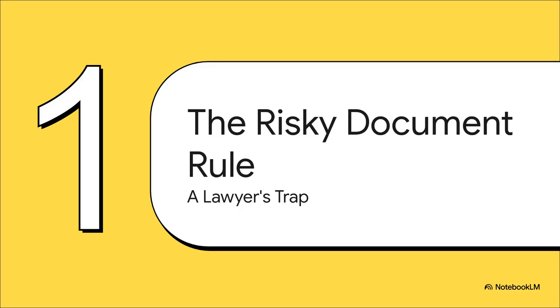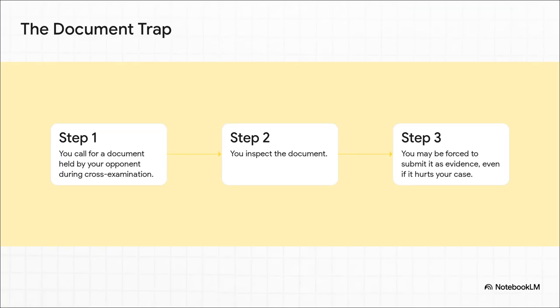First up, let's talk about this fascinating old rule that was basically a legal landmine for any lawyer who wasn't paying attention. It's a perfect example of how courtroom procedures can have some pretty serious hidden dangers. Okay, picture this trap. You're a lawyer, you're in the middle of a cross-examination, and you suspect the other side has a document that could be important. So you ask to see it. You call for the document, you inspect it, and boom, the trap is sprung.